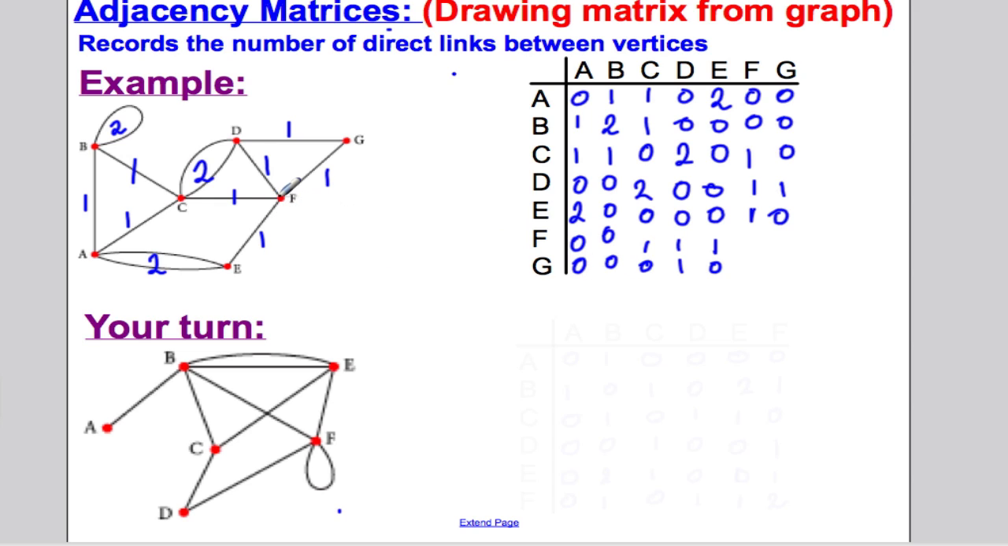It's not connected to A, B, but is connected to C once, is connected to D once, is connected to E once, is not connected to itself, and is connected to G. So 0, 1, and here would be a 1 here as well to have the symmetry here. And lastly, G, well, we know G was only connected to D and F, and that's already recorded. How many times is it connected to itself? None. And that is the adjacency matrix for this particular graph.